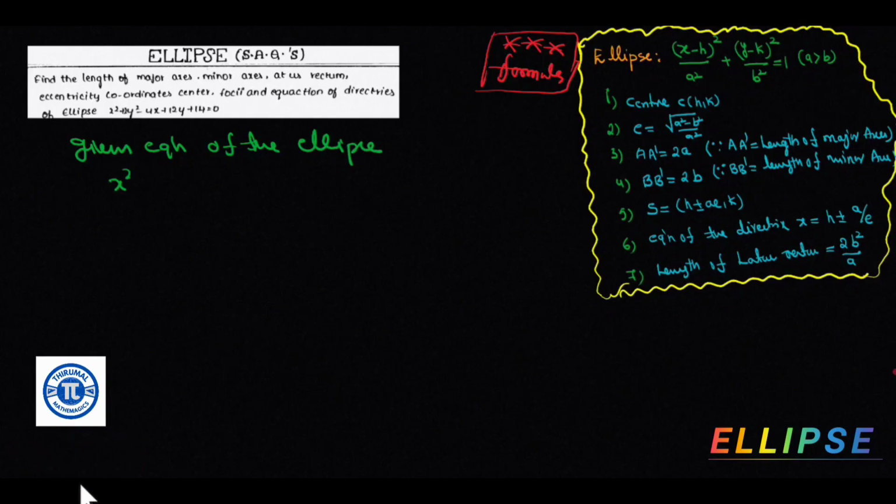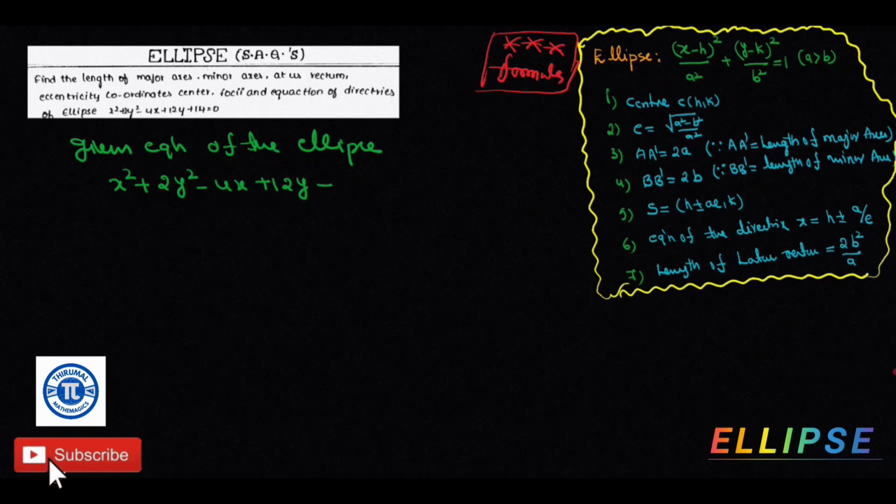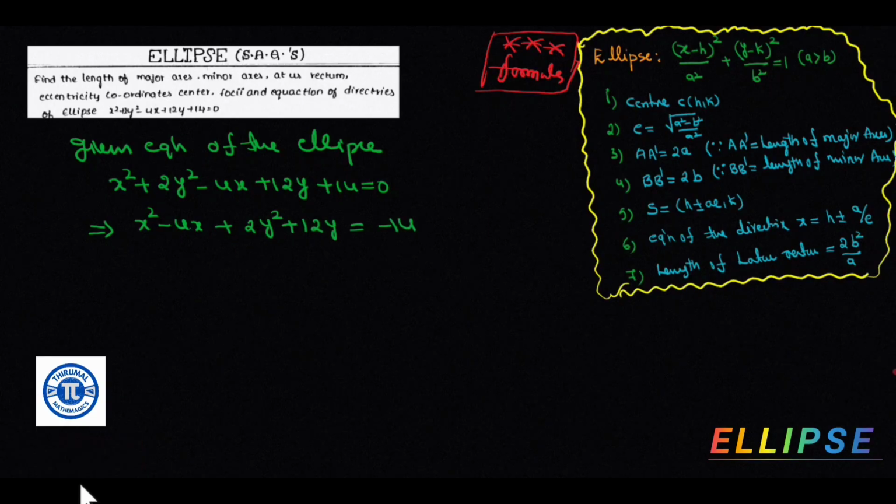The given equation of the ellipse is x square plus 2y square minus 4x plus 12y plus 14 equal to 0. First write the x terms: x square minus 4x. Next, 2y square plus 12y is equal to minus 14. Take 14 to the right side, so plus 14 becomes minus 14.